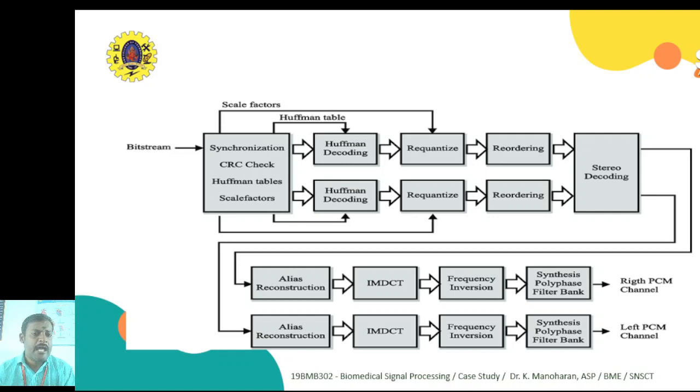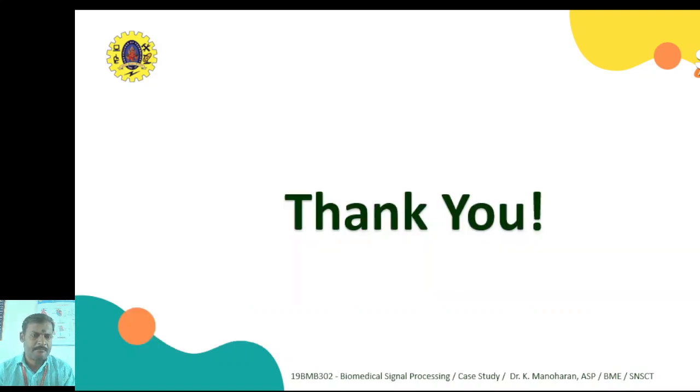Look at this. Next will be IMDCT. This is the inverse of the discrete cosine transform. Because we have already applied the discrete cosine transform, we need the reverse operation, that is IMDCT. After that, frequency inversion is performed to get the original signal, and then we have the synthesis polyphase filter bank. Filtering makes the correct audio format, and that will be given to the channel. We have the left channel and right channel, and both have the same blocks. We need different conditions and processing, which should be performed separately, and that will be given to the particular speakers. Thank you.